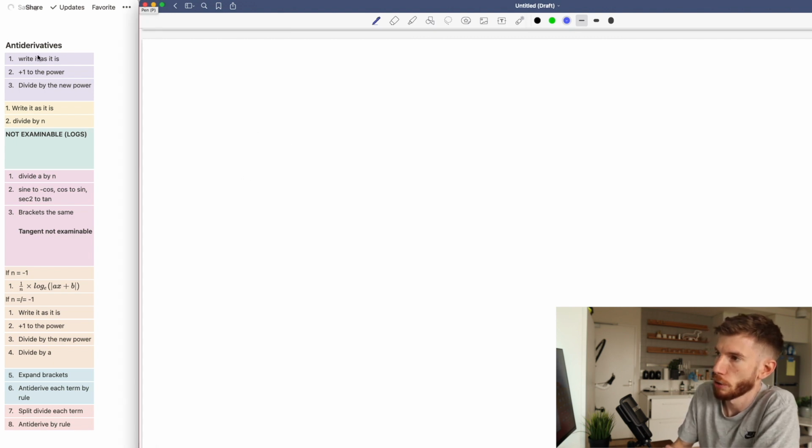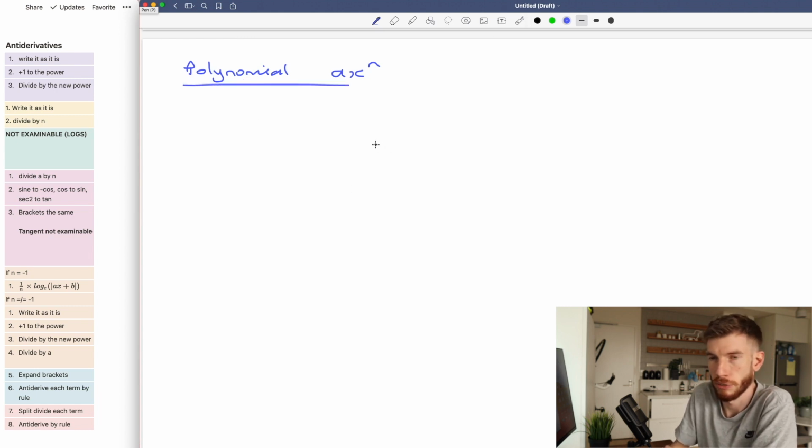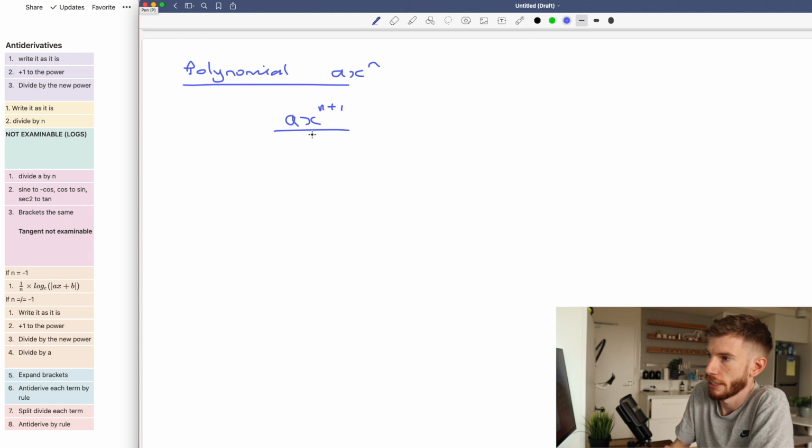And so the first one there in purple is polynomials, and this is the most common. So any polynomial function where it has terms in the form ax to the power of n, all we do is reverse the n minus 1 rule from differentiation. So I like to think of it as write it as it is. So you write it as it is, and as soon as you get to the power, add 1 to the power, and then divide by that new power. And this will be the integral of any polynomial with respect to x, like that.